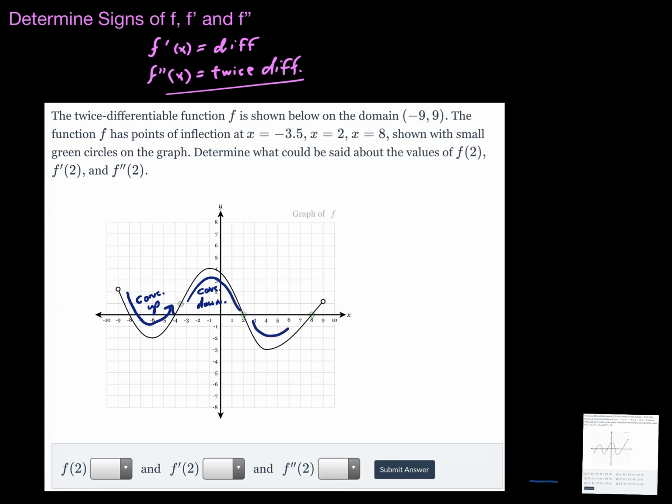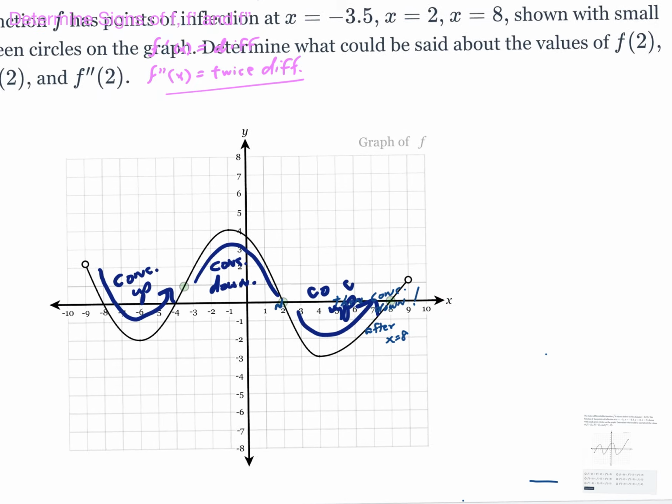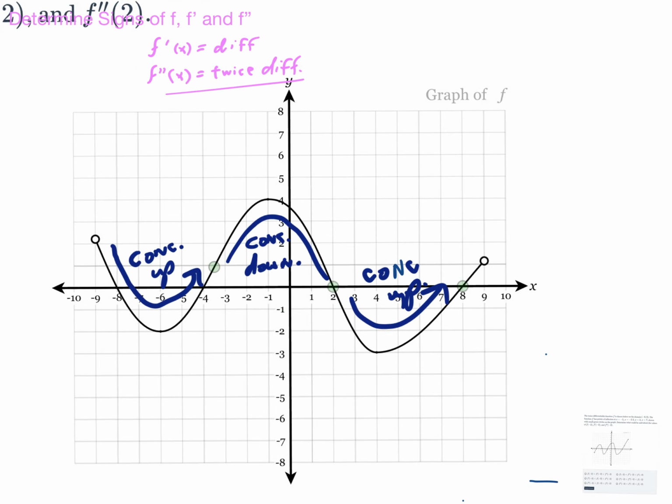And then there's another point of inflection, so it changes curvature again, then it's going concave up. And let's see what else we know here. We want to determine what could be said about the values of f of 2, f prime of 2, and f double prime of 2. All right, well, I'm going to focus on x equals 2 here.